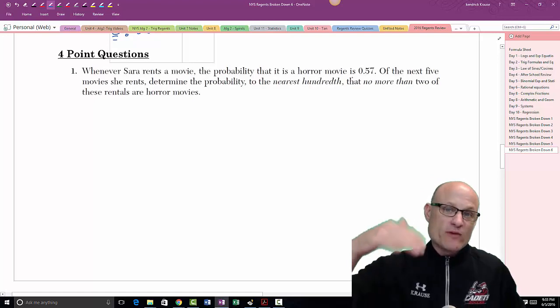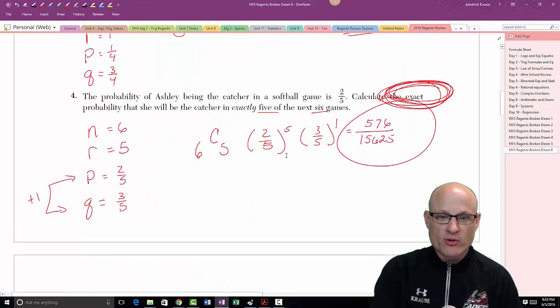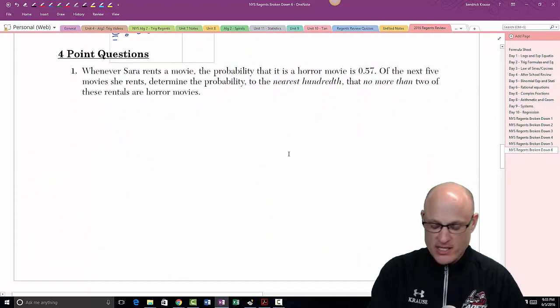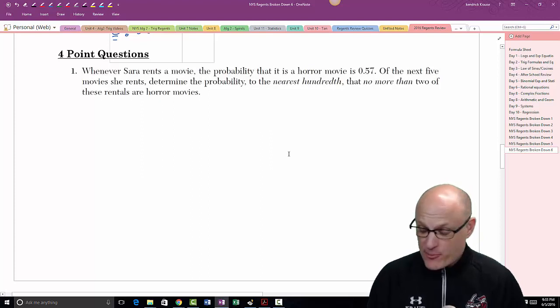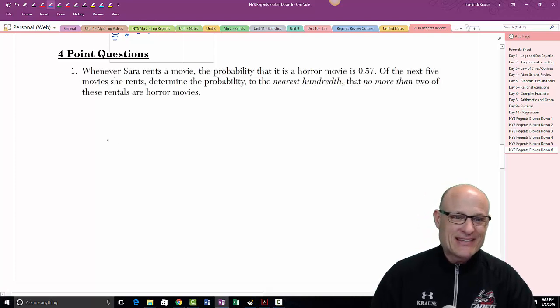All right, so now we're in 4-point questions. So up until now, we've only had one equation. Here's one equation. Here's one equation. Here's one equation. Now it's going to get a little bit more tricky. Basically the same principle, but a lot more places to make mistakes.